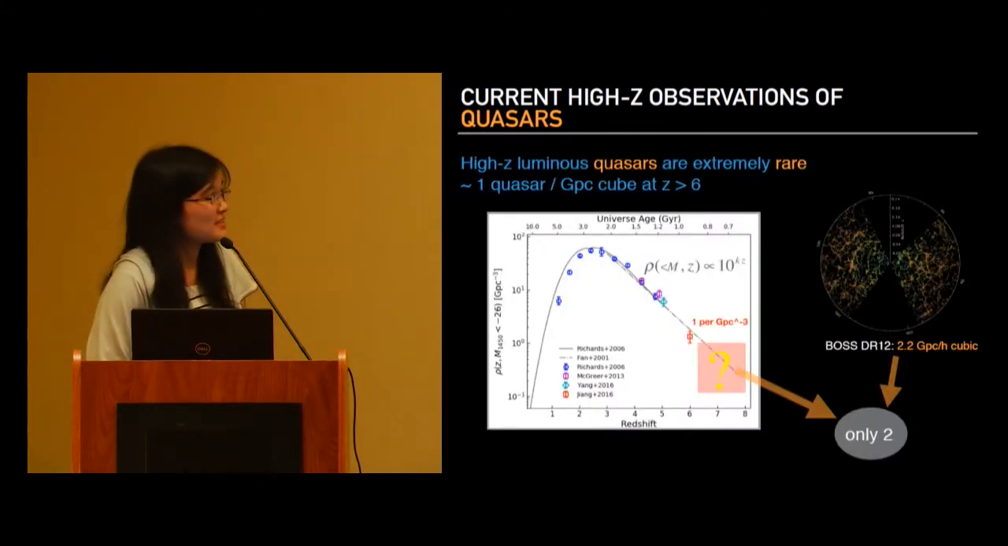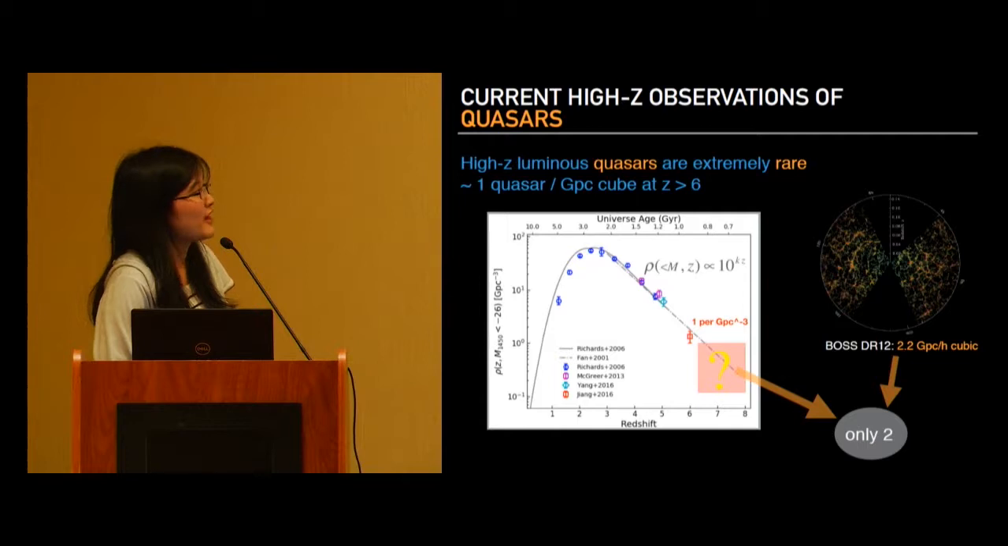However, on the other side, when we are searching for high redshift luminous quasars, we cannot do this by peeking into a tiny patch of the sky, because high redshift luminous quasars are extremely rare. This is a plot of the number density of those luminous quasars as a function of redshift. We see that the number density declines rapidly when going to higher redshift. At redshift larger than 6, we can basically only find one quasar in a gigaparsec cube volume.